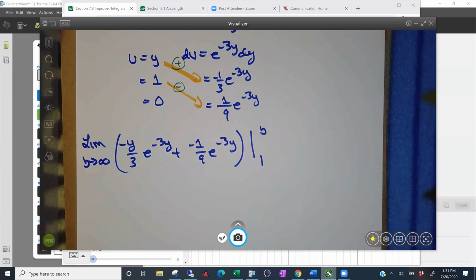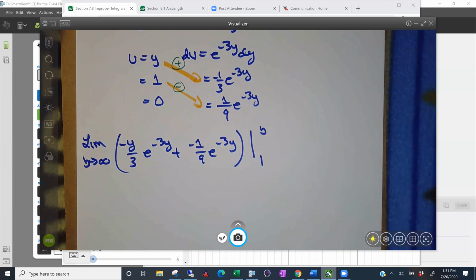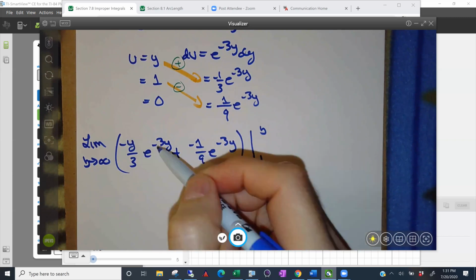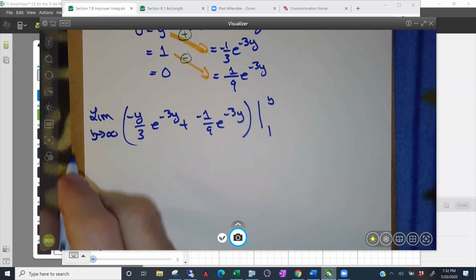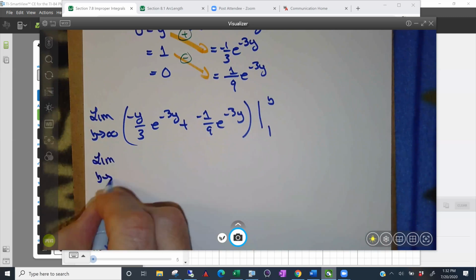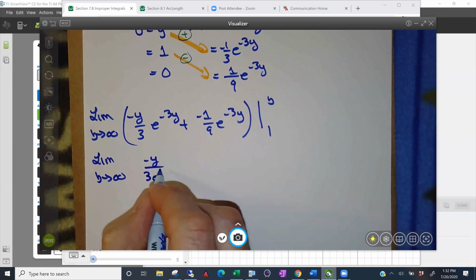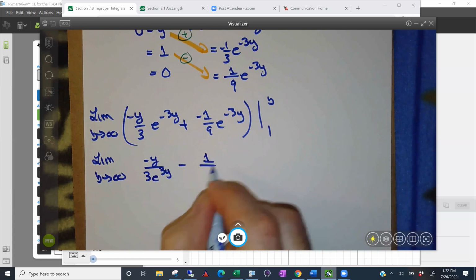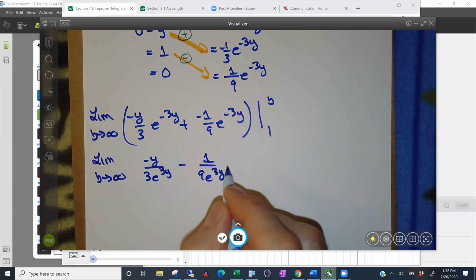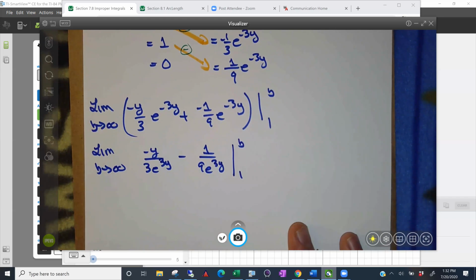Trying to think if I want to clean this up a little bit more before I start plugging in limits and trying to evaluate the limit. Yeah, I'm going to take the e to the negative 3y and put that term in the denominator. Limit as b approaches infinity of negative y over 3e to the 3y minus 1 over 9e to the 3y, between the endpoints of 1 and b.